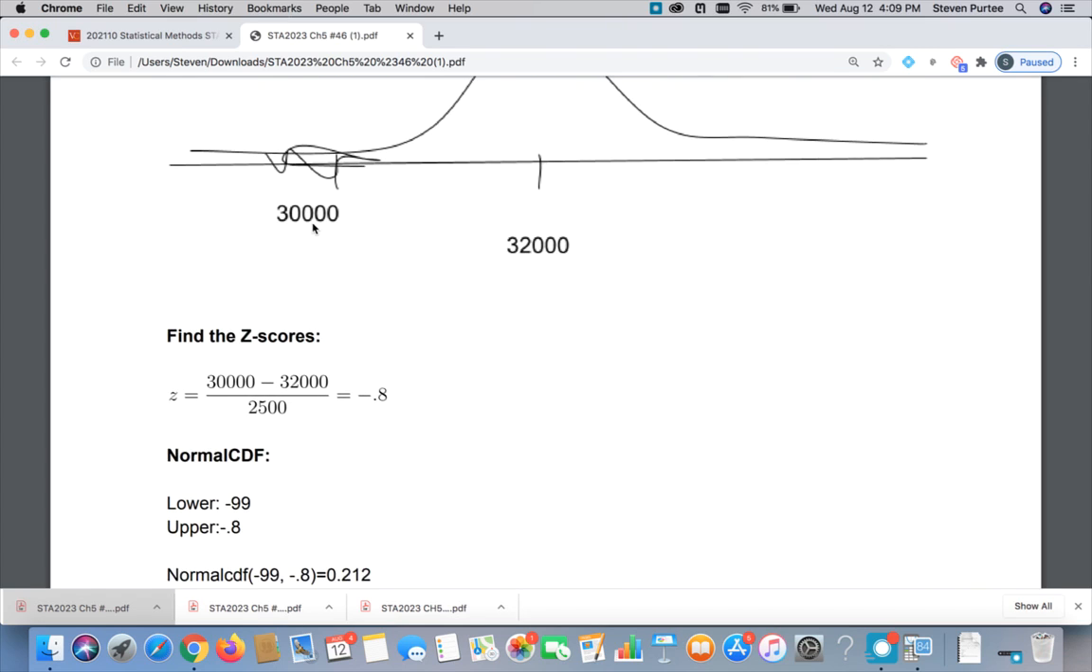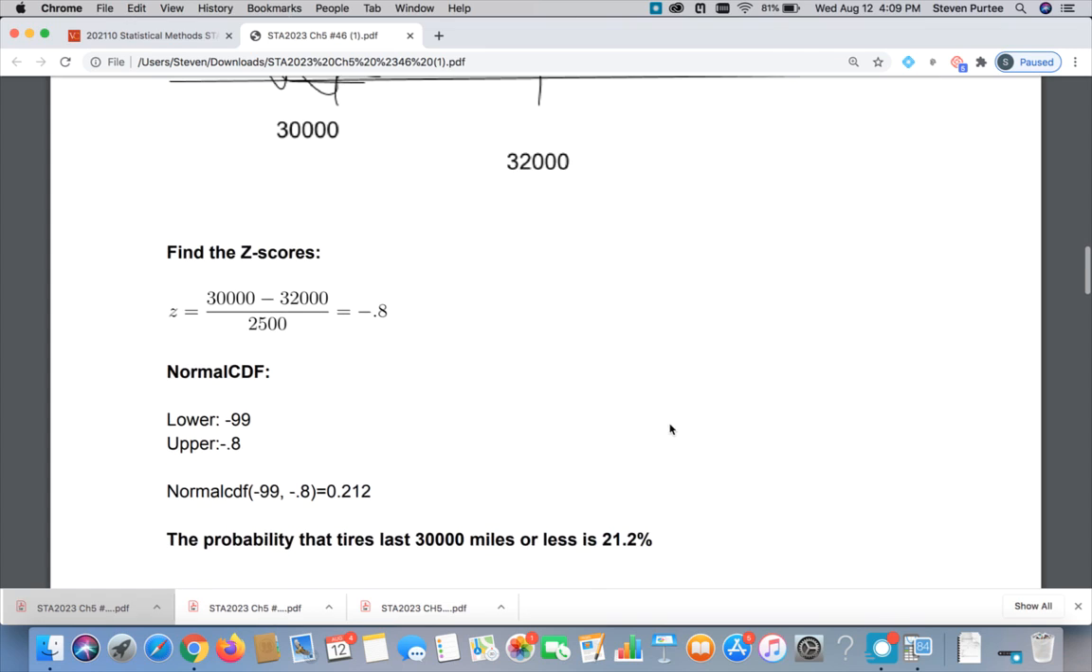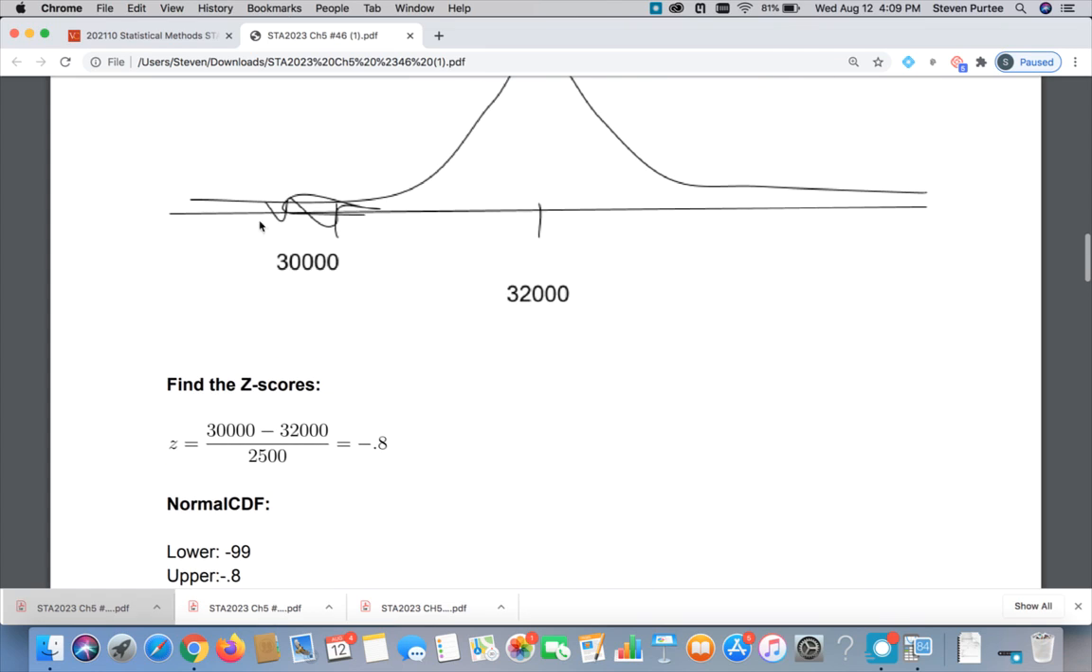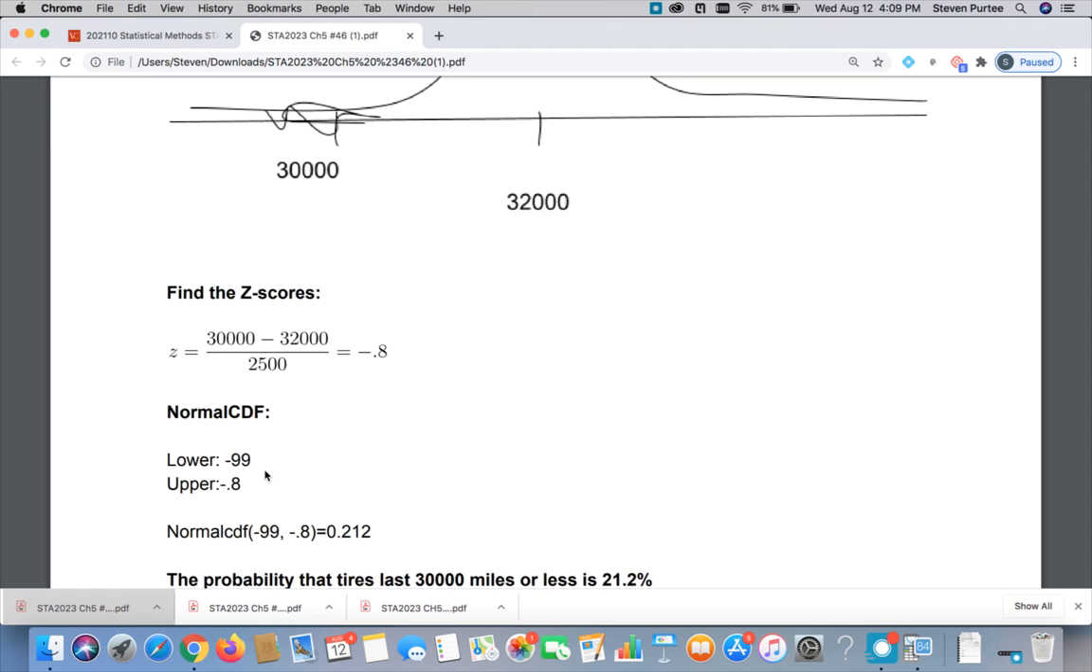Find my z-score, the one I want, minus the one in the middle, divided by the standard deviation. I get a negative z-score. Negative z-scores are below the mean, positives are above the mean. Now I got to normal CDF that. How far down did I shade? What's the lowest thing I shaded? Negative infinity, or negative 99, up to negative 0.8.